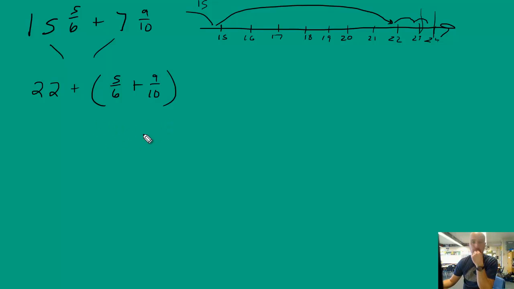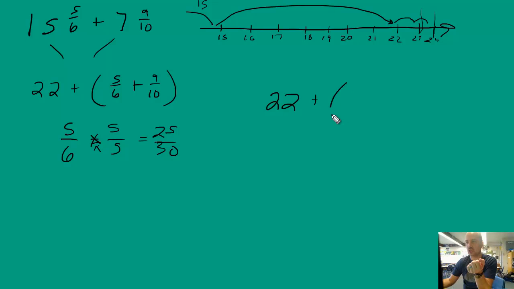All right? So let's take our 5/6 and multiply it by something to get 30ths. Well, 6 times 5. So 5/5, so that would be 25/30ths. So I can add this up over here. I can rewrite this 22 as 25/30. 30ths. All right, so I got 25 30ths.